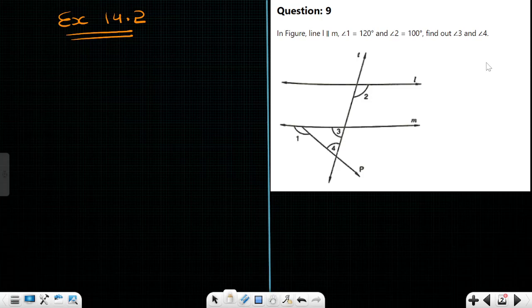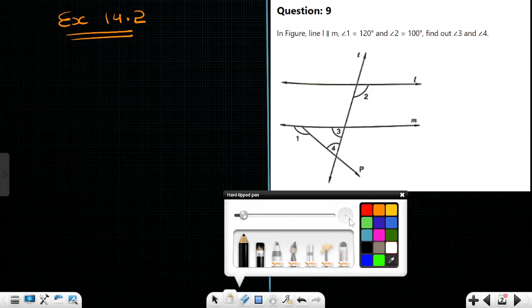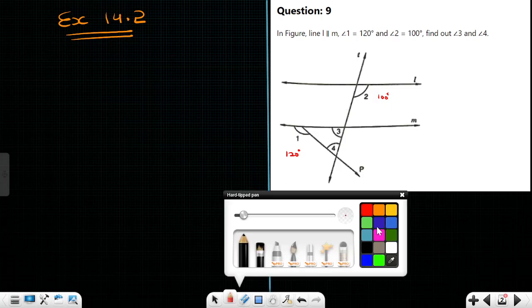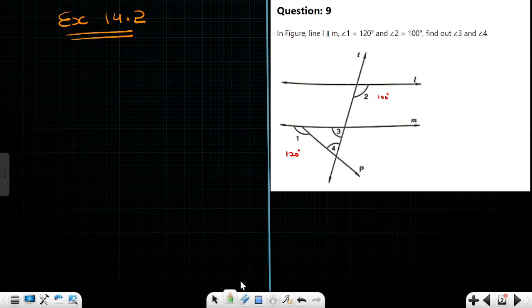If you see the question number 9, line L is parallel to line M, and angle 1 is given as 120. Let's write those angle values over there. It is 120 degrees. Angle 2 is 100 degrees. Find angle 3 and angle 4. This is the question, right? Angle 3 and angle 4 they want.